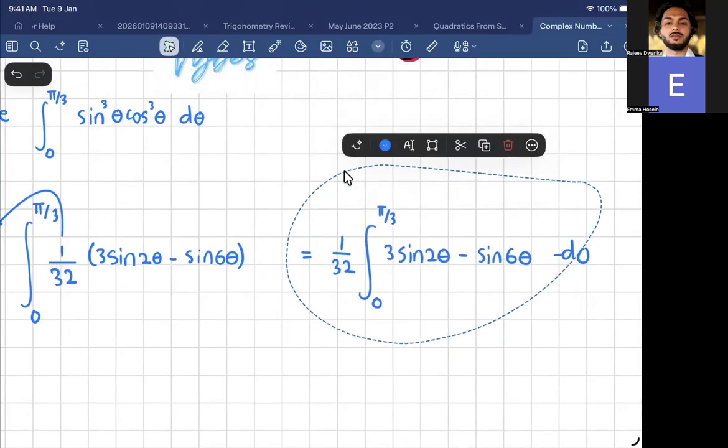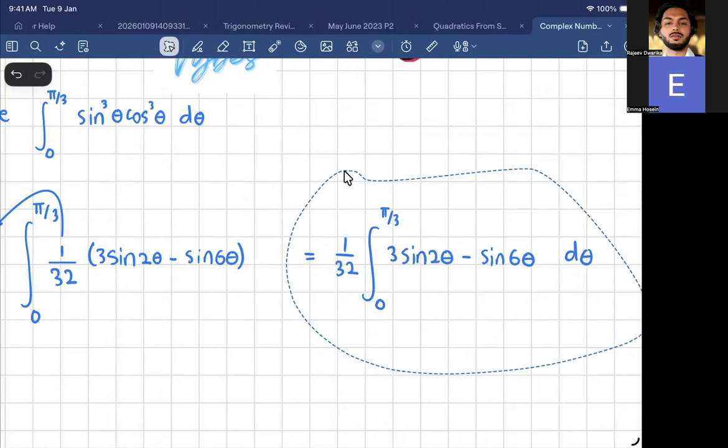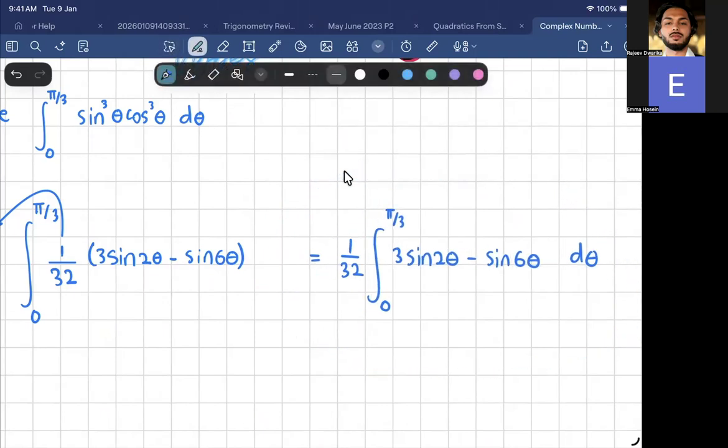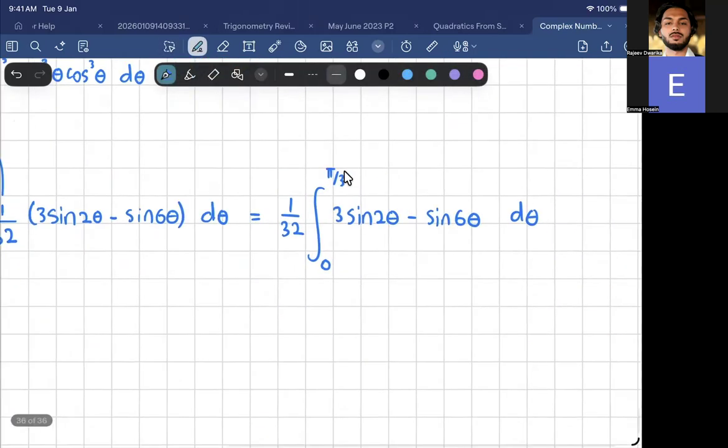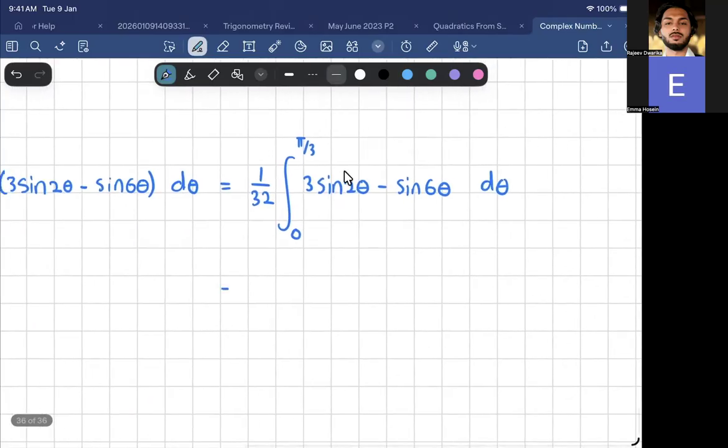Hey, wait, boy. And I'm posting this on YouTube. Nah, boy. Not almost as bad as forgetting plus C. Oh, there's no plus C in this question, because it's a definite integral. Thank God.